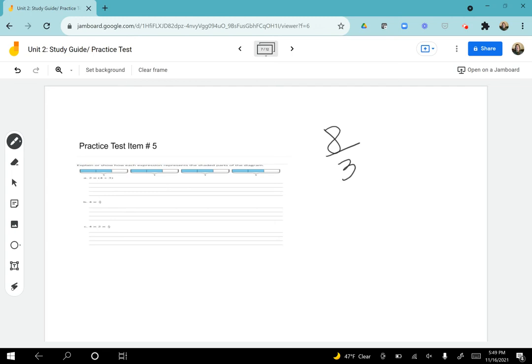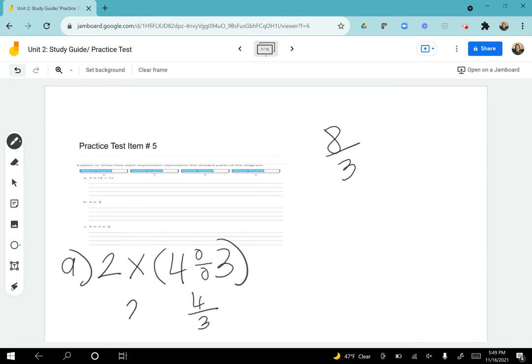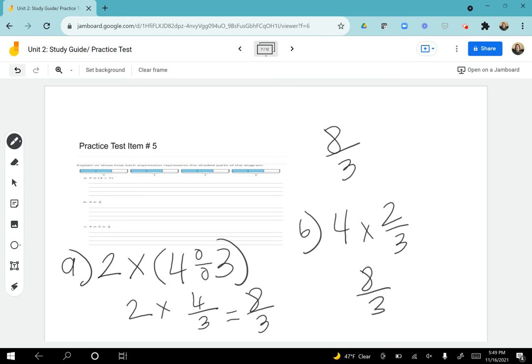And so for A, they have the expression 2 multiplied by the quantity 4 divided by 3. And if we simplify that, 4 divided by 3 gives us 4 thirds, multiply 2 by 4 thirds, and we end up with 8 thirds. Expression B, 4 multiplied by 2 thirds. Again, if we simplify this, we'll get 8 thirds.